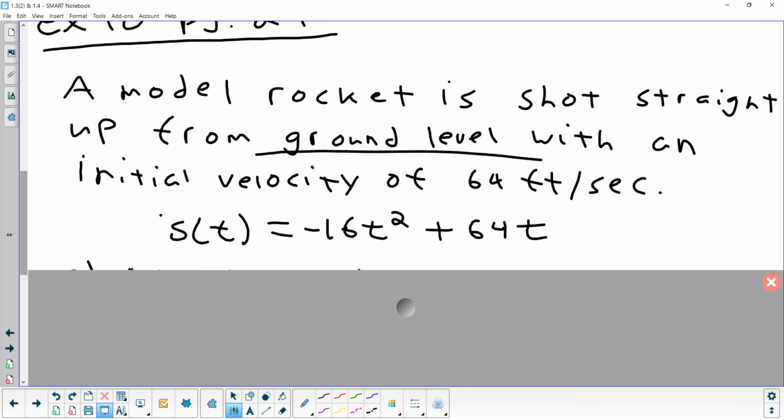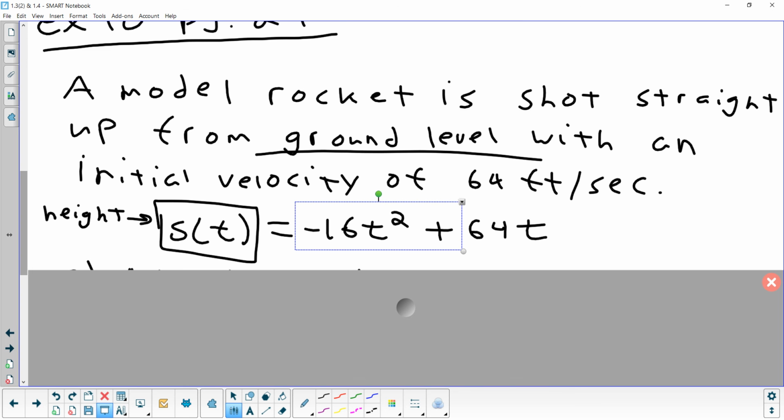And remember, this box right there is the height. So you tell me what time you want to know, maybe 2.5 seconds. I could plug 2.5 in for t, do the math, and I would know how high the rocket is at 2.5 seconds.